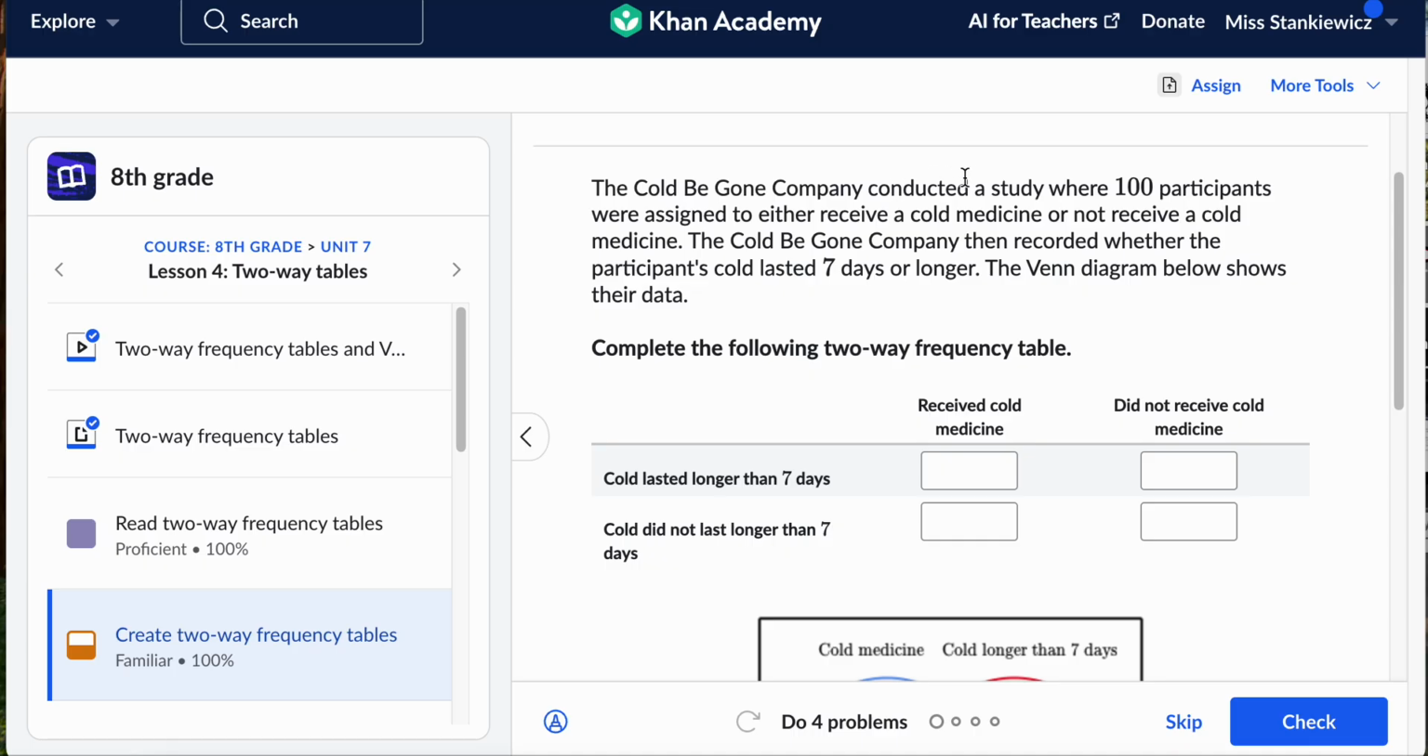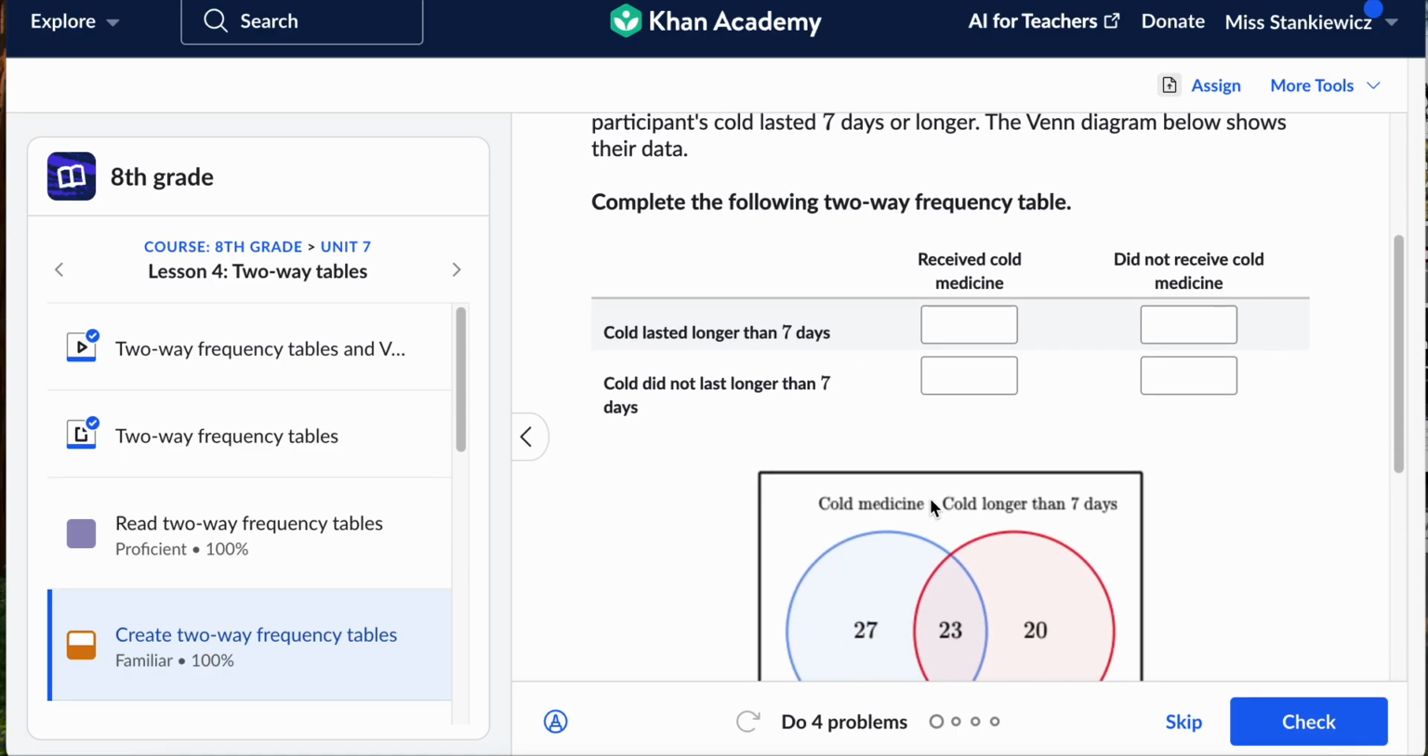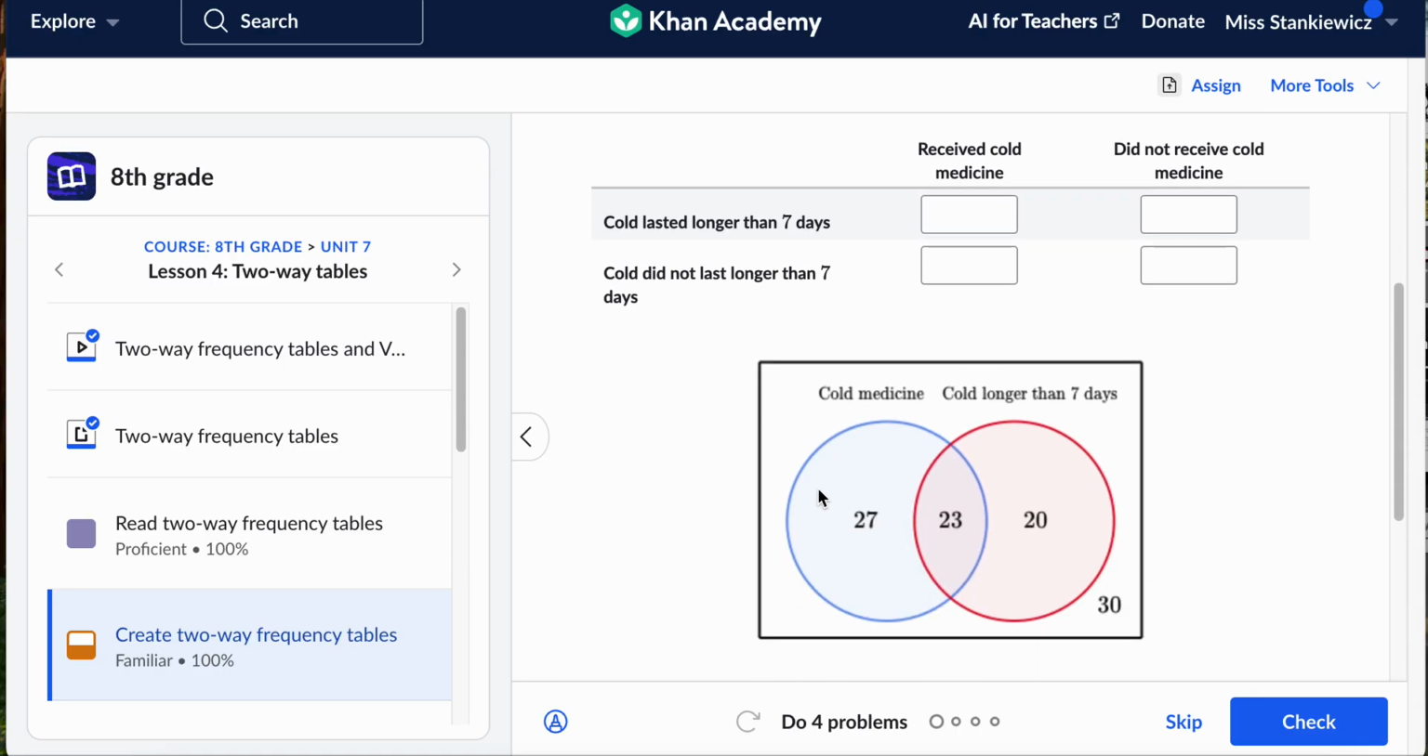The Cold Begone Company conducted a study where 100 participants were assigned to either receive cold medicine or not receive cold medicine. The company then recorded whether the participants' cold lasted longer than 7 days, right here, or not. The Venn diagram shows their data. So I'm just using these numbers and placing them in the right spot.